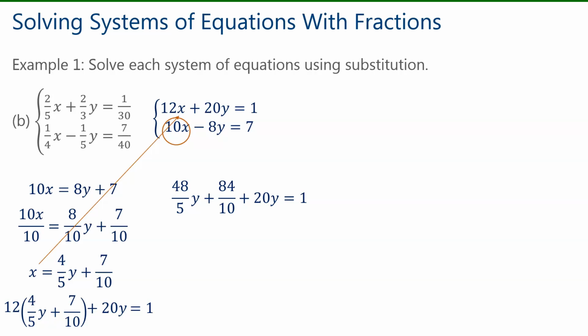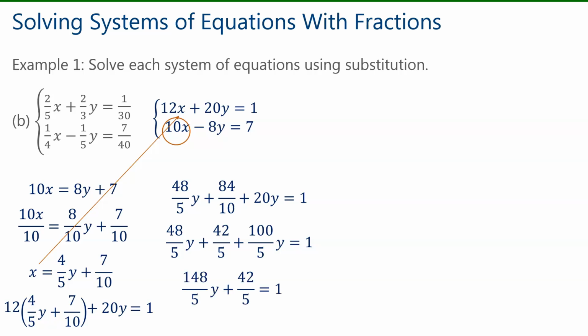Now to combine my two y terms, I need to find a common denominator, which would be 5. So rewriting 20y with a denominator of 5 would be 100 over 5y. Now in the same step, I also reduced 84 over 10 to be 42 over 5. So now let's add our y terms. 48 over 5y and 100 over 5y gives you 148 over 5y.